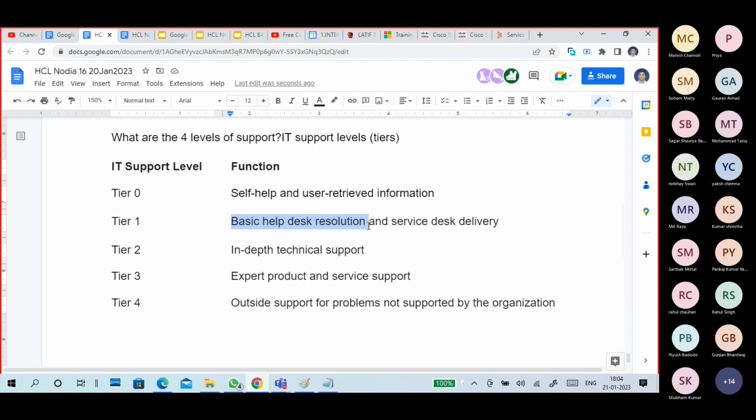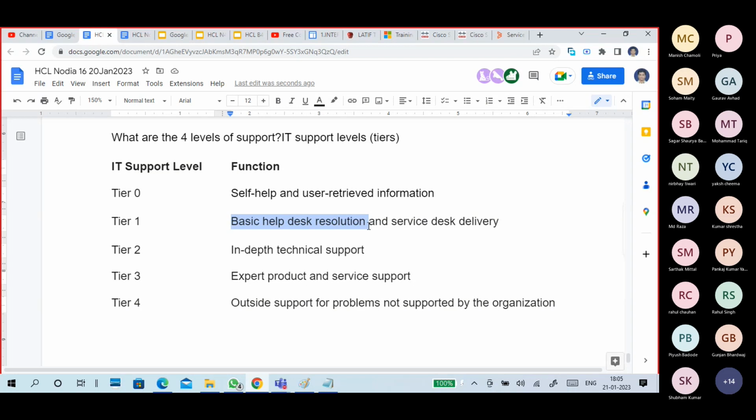Level 2, guys, level 2 is in-depth technical knowledge. People should understand different issues in the same kind of technology. Like I'm a level 2 network engineer, meaning I will handle networking related issues only. I have good technical depth knowledge of that part. So on networking, like each and every domain, people with in-depth knowledge work at level 2 to resolve the issues.